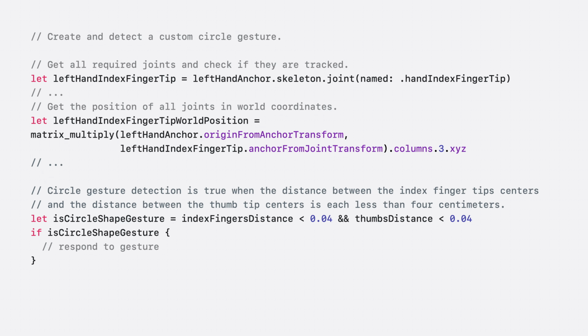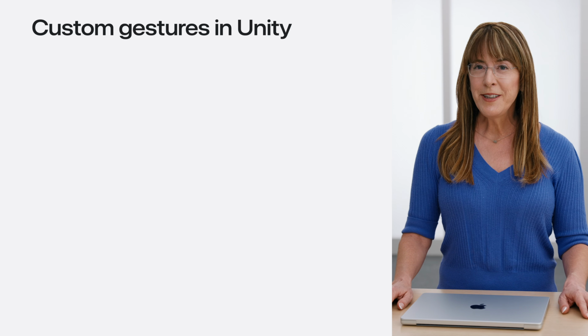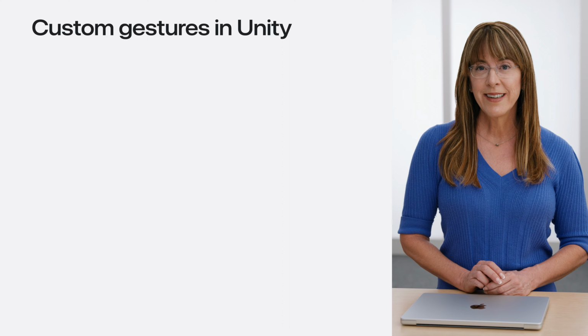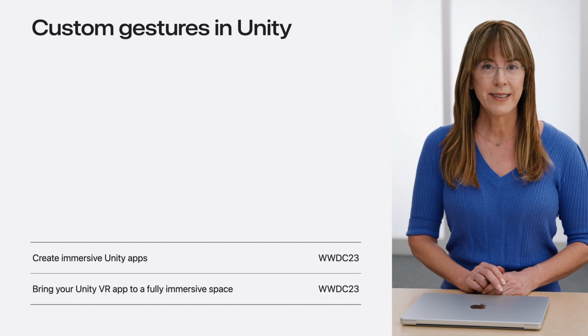Here's how you'd create a custom gesture in the shape of a circle. Check all of the joints you'll require for hand tracking and get their positions in world coordinates. Then, for this circle-shaped gesture, check the distance between the tips of both index fingers and both thumbs. If it's smaller than 4 centimeters, the gesture is recognized and your game can respond to it. If you develop your game in Unity, you can use Unity's hand tracking package to access information about the player's joints. Check out these videos for more information about bringing a Unity game to visionOS.